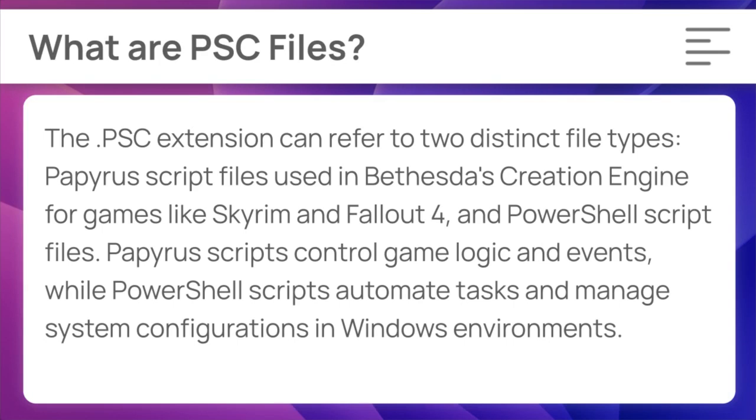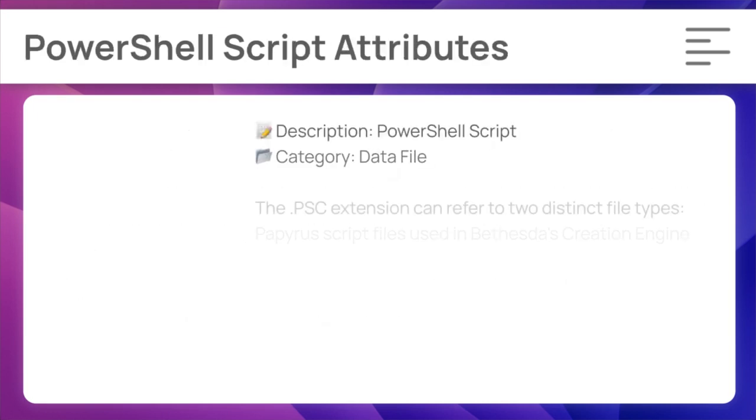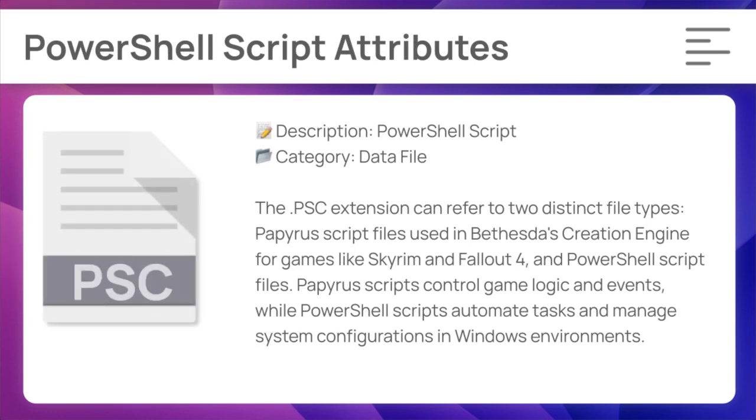The PSC extension can refer to two distinct file types: Papyrus script files used in Bethesda's creation engine for games like Skyrim and Fallout 4, and PowerShell script files. Papyrus scripts control game logic and events, while PowerShell scripts automate tasks and manage system configurations in Windows environments.